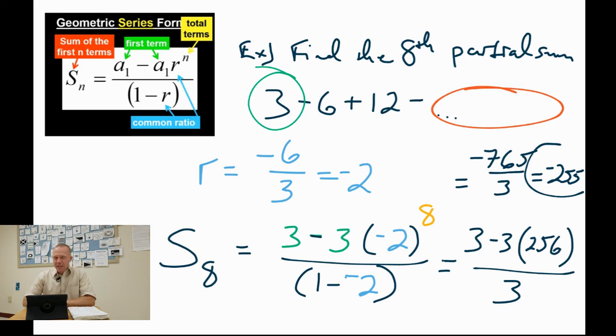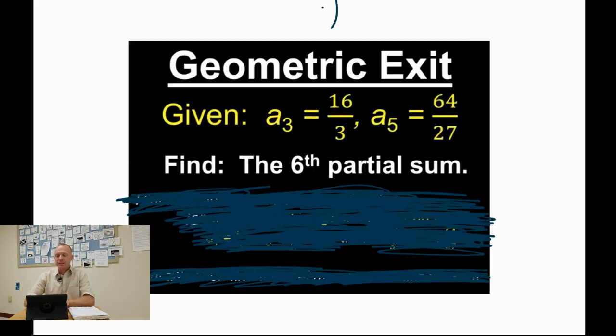Geometric sequence: numbers that change by a common ratio, which implies multiplying and exponents. So we arrive at the exit problem. I'm going to ask you to do an exit problem here, kind of put you to the test right away and see if you can find a 6th partial sum. And notice that I'm being a little tricky here. I'm only giving you the 3rd term and the 5th term.